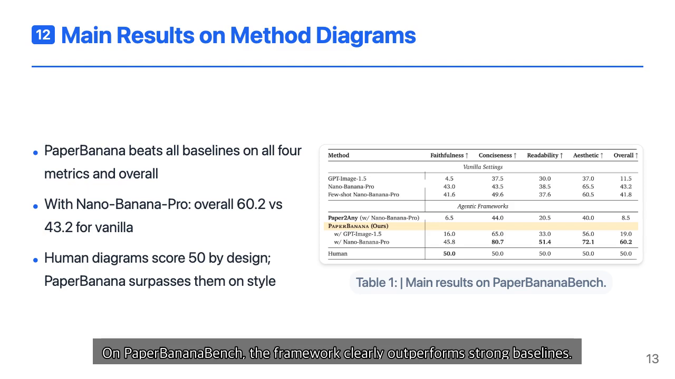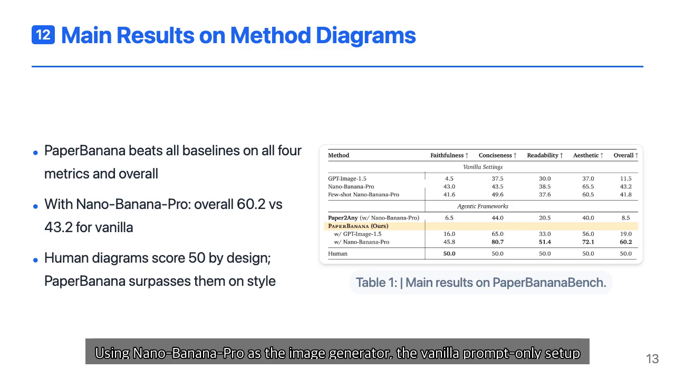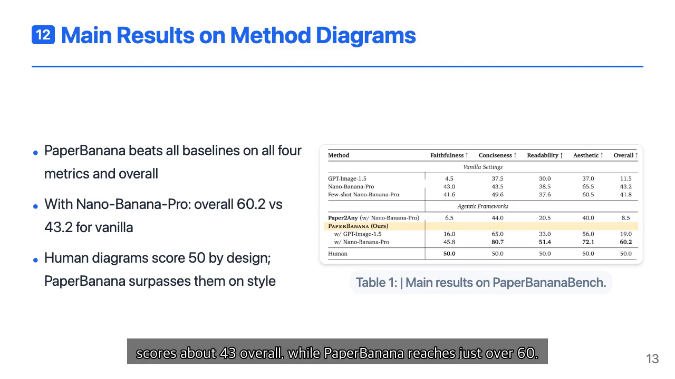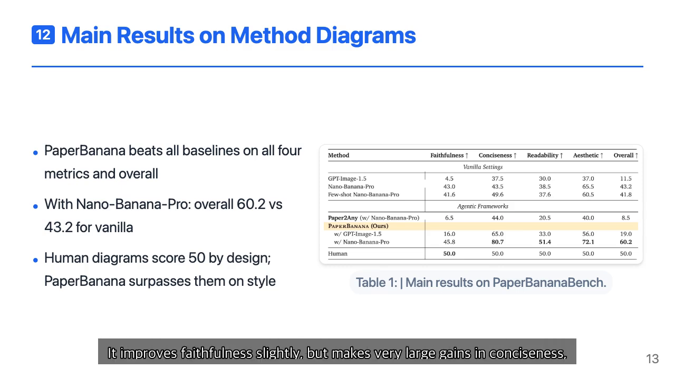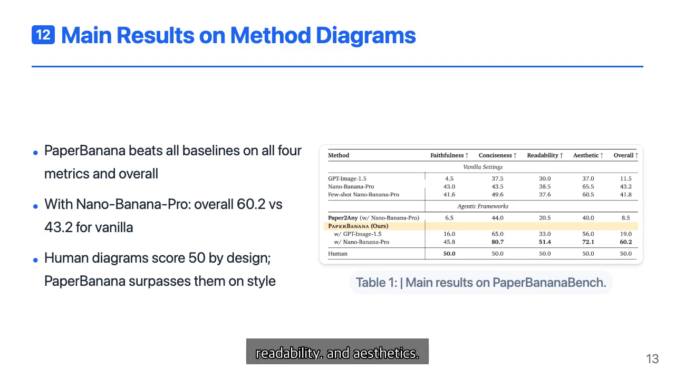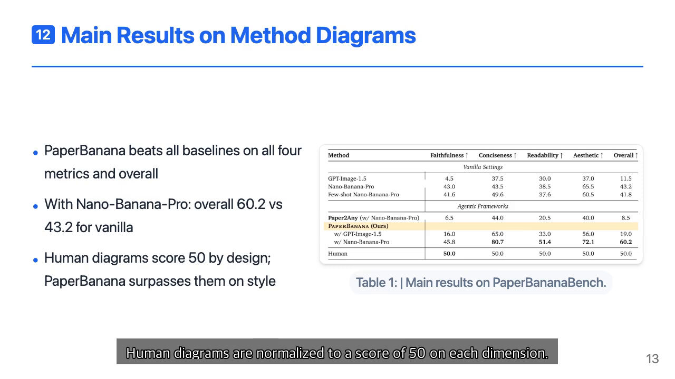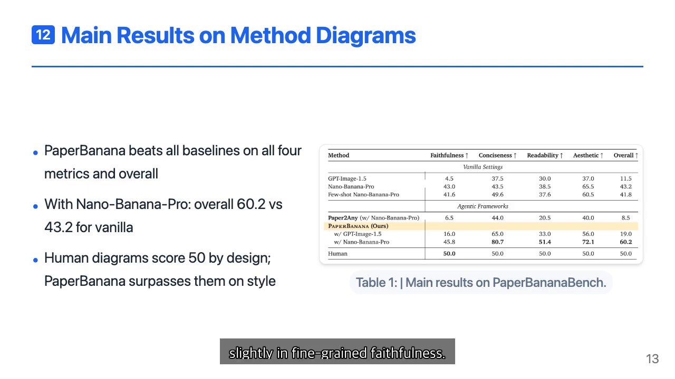This suggests the automated judge is reasonably aligned with both other models and human perception. On PaperBanana Bench, the framework clearly outperforms strong baselines. Using PaperBanana Pro as the image generator, the vanilla prompt-only setup scores about 43 overall, while PaperBanana reaches just over 60. It improves faithfulness slightly, but makes very large gains in conciseness, readability, and aesthetics. Human diagrams are normalized to a score of 50 on each dimension. Interestingly, PaperBanana exceeds human style scores, while still trailing slightly in fine-grained faithfulness.